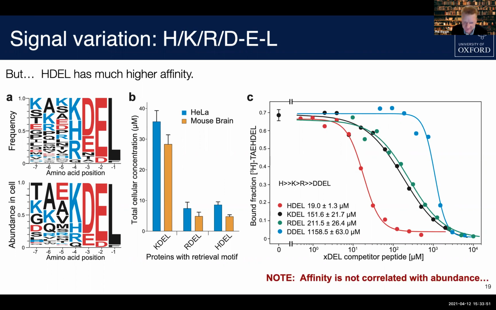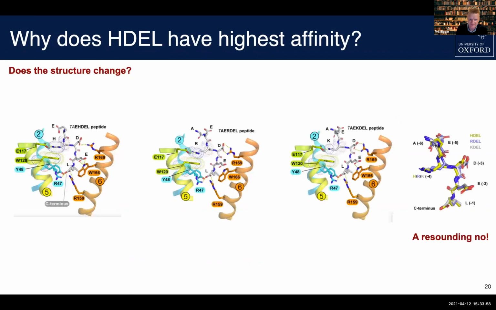So the take home from this slide is that affinity is not necessarily correlated with the abundance in the cell. So what does that mean? The first question we asked was, maybe the receptor has a slightly different conformation when it binds histidine or HDEL compared to RDEL or KDEL, okay? And it turns out that's not the answer.